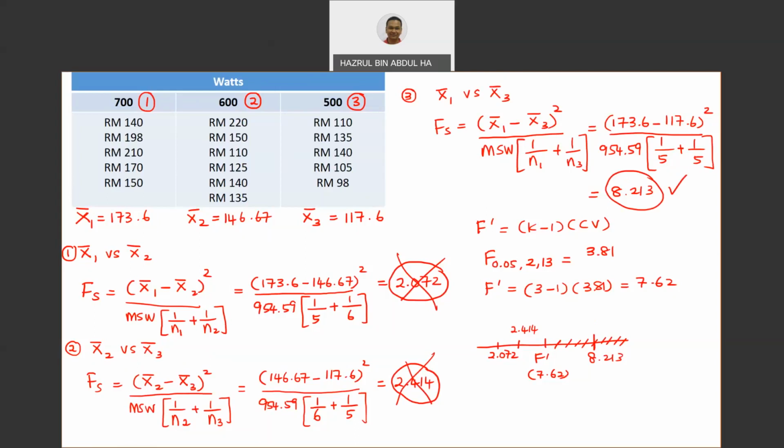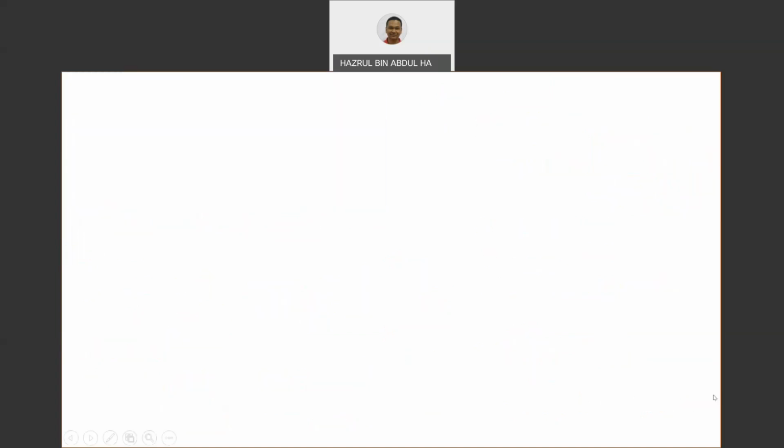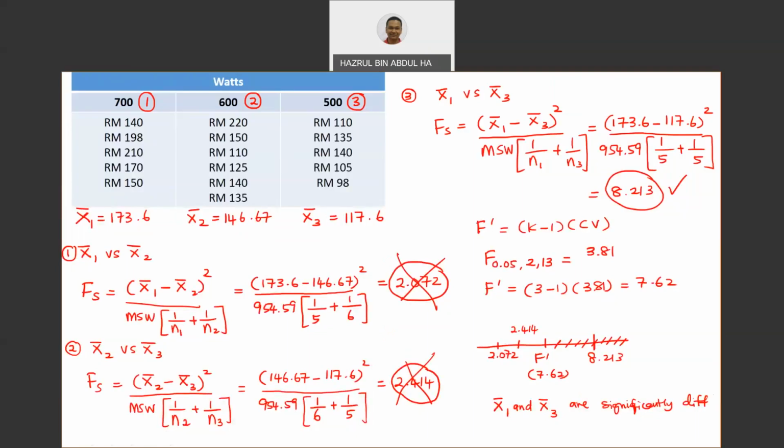Okay, so what we can say is x bar 1 and x bar 3 are significantly different, meaning that between the 700 watts blender and the 500 watts blender.